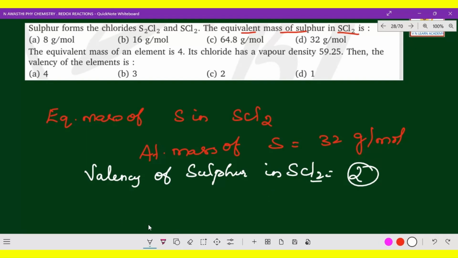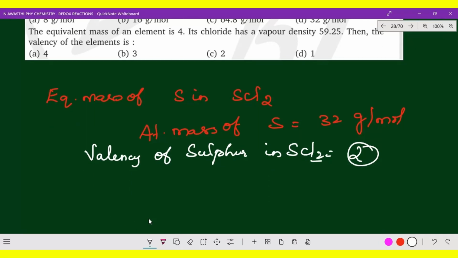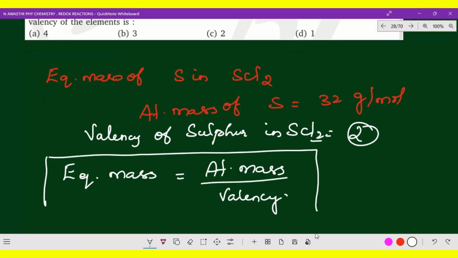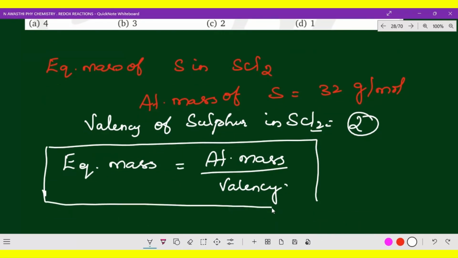So equivalent mass, I just bring it. Suppose if they are asking for a molecule, equivalent mass equals molecular mass by the number of electrons change, or valency. Now here they are asking the equivalent mass of sulfur only. So I'm giving that statement here: atomic mass by valency. This is another formula to find the sum easily. Suppose they are asking about a specific atom, then equivalent mass equals atomic mass by valency.